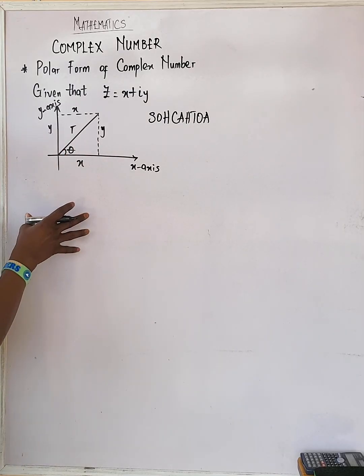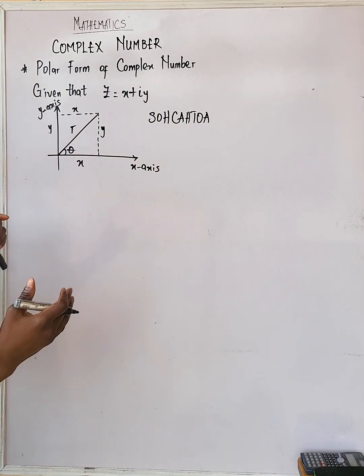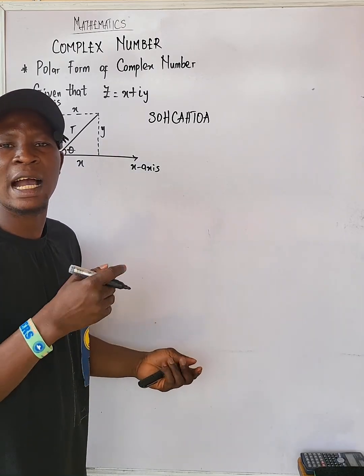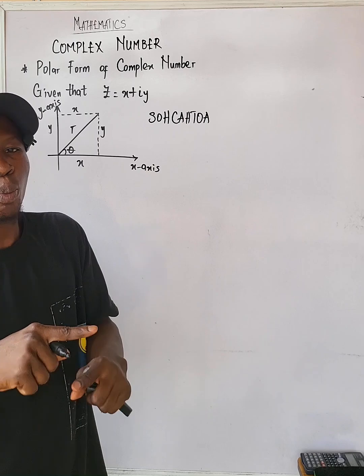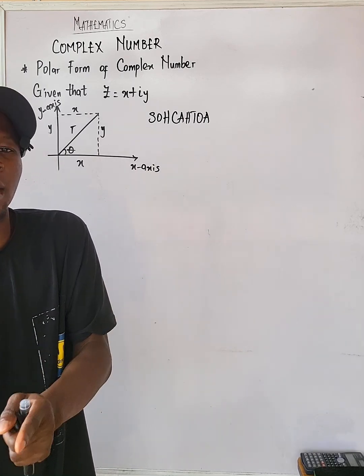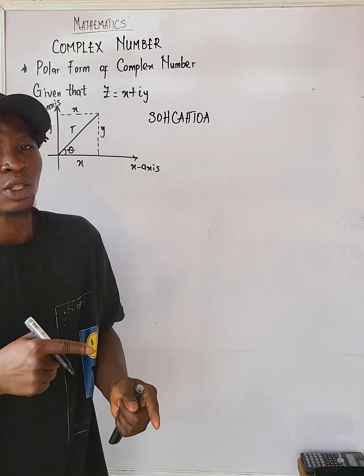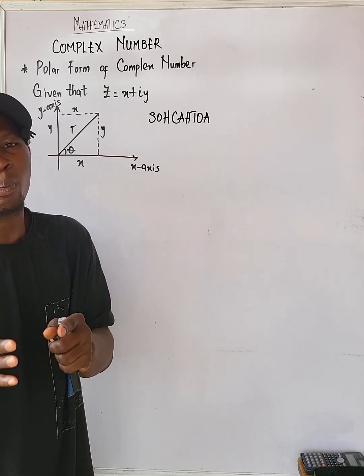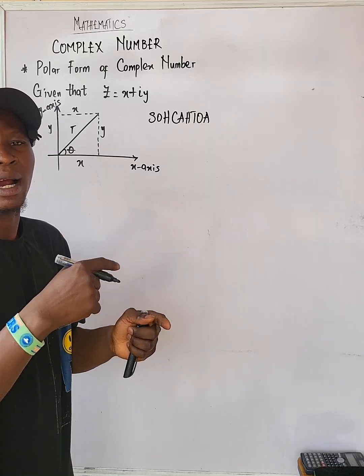Do you understand? So we just want to prove the formula before we solve an example, because you can be given a complex number in Cartesian form and be told to convert to polar form, or you can be given a complex number in polar form and be told to convert it to Cartesian form. Don't forget, Cartesian coordinates are in the form of x and y, while polar coordinates are in the form of r and theta.